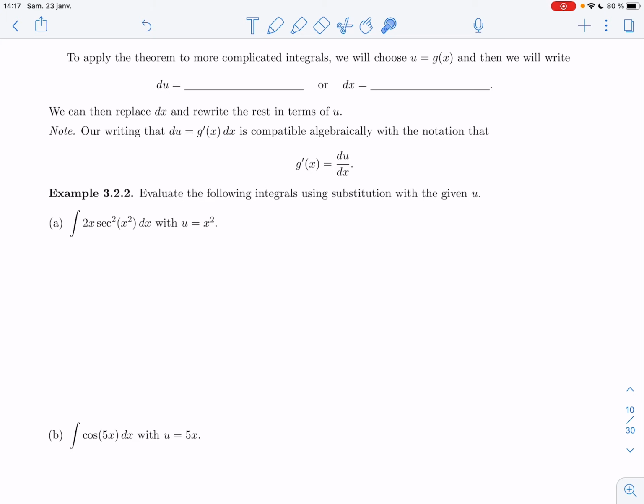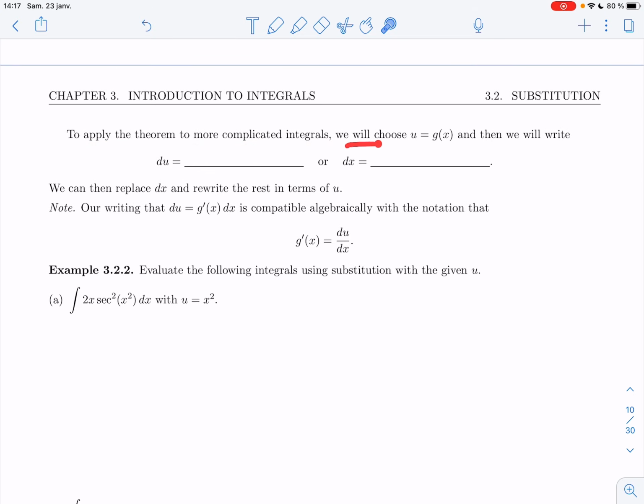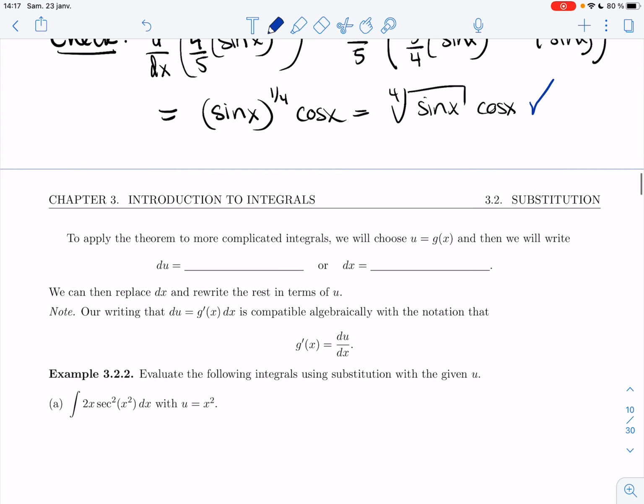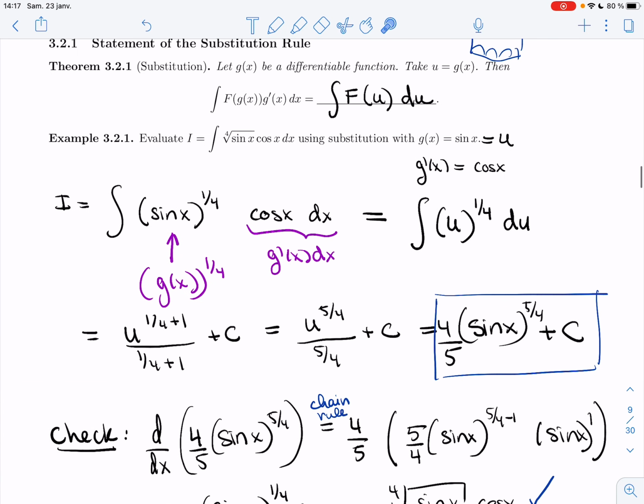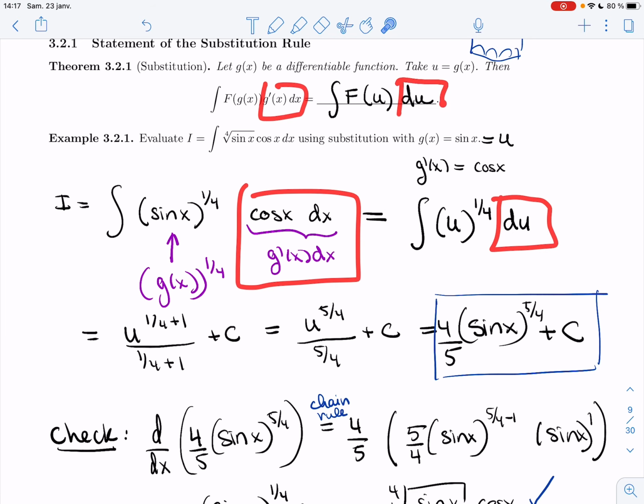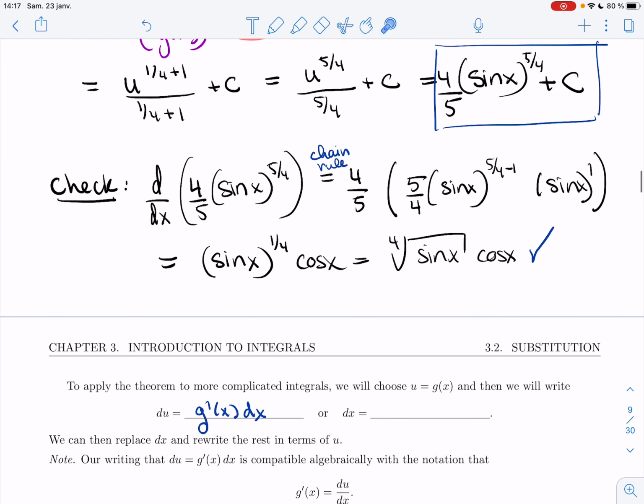All right, to apply the theorem to more complicated integrals, we'll choose u equals g of x, and then we will write, so this is more new notation, du is g prime of x dx. That's kind of what I was saying here. This entire thing, this g prime of x dx, gets replaced by du. And so we'll write it down this way: du equals g prime of x dx.